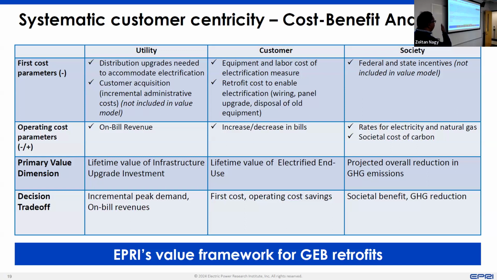So to do that, you have to go through a sort of systematic approach to it. You understand what the costs are. What is the cost to the community? What is the cost to the customer? What's the cost to the utility? And then you figure out what the benefits are. What are they gaining in the process? Are the customers seeing a reduction in bill? Is the community seeing a reduction in GHG emissions? Is the utility seeing some sort of economic benefit out of it? And then you start looking at what the primary value dimensions are and what the trade-offs are.